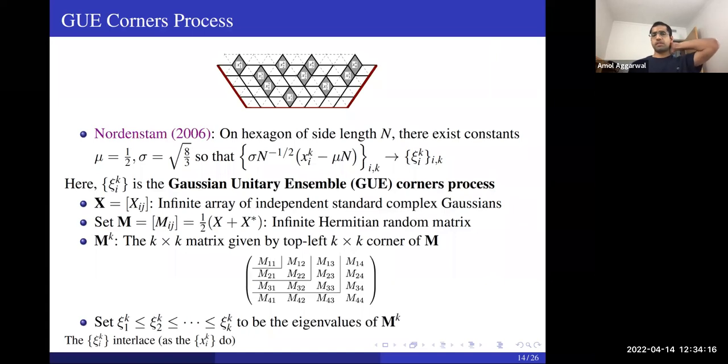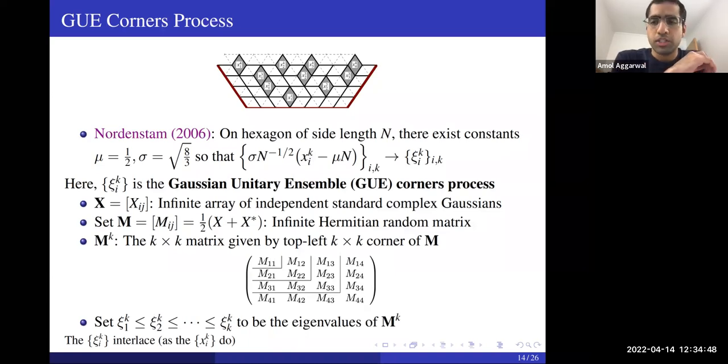Okay, so this is where the GUE Corners Process comes in. Let me state what the limiting answer is, first on one specific domain where it was originally computed, and then the result on the most general family of domains for which we know it. The first family of domains for which this was proven was the hexagon. This is just one citation of many. I'll give you a more complete list of references later in this talk.